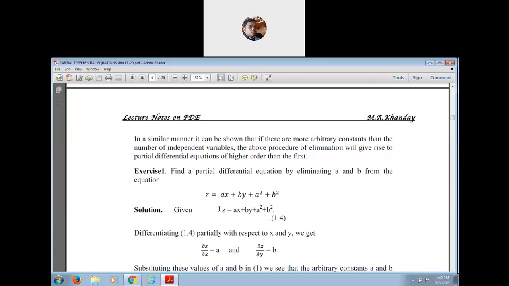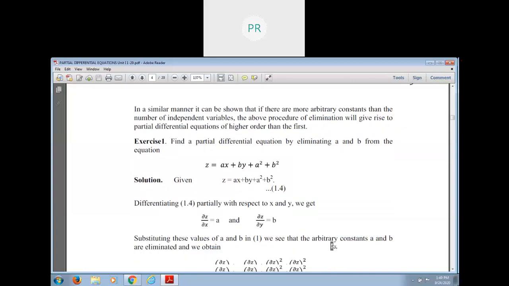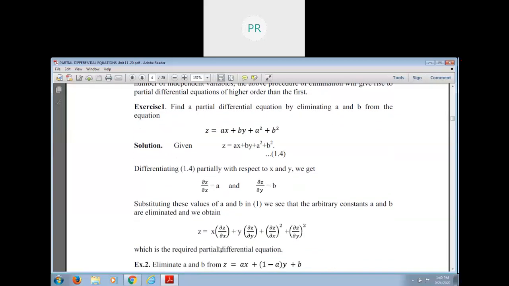After this, we differentiate z with respect to y, then we consider x as a constant. So this del z del y will be b. And after that, putting the values of a and b in this equation, you get the complete equation, and this is the partial differential equation.